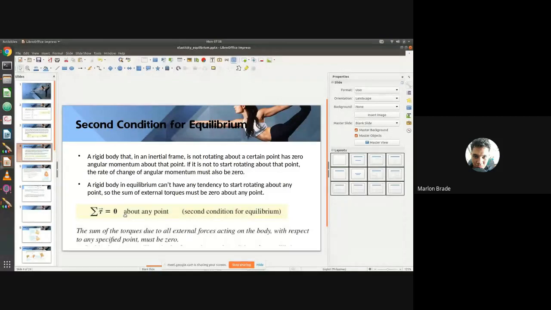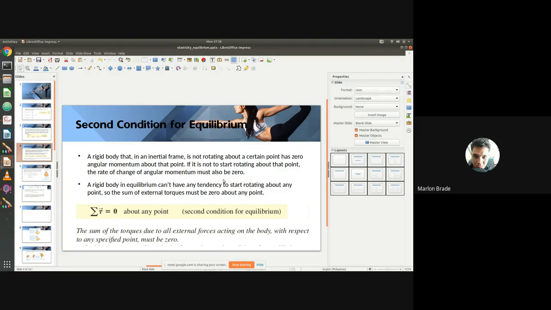That in an inertial frame is not rotating about. So the second condition states that a rigid body in an inertial frame that is not rotating about a certain point has zero angular momentum about that point. Obviously, if a rigid body is not rotating about a point, then the angular momentum about that point is zero. If it is not rotating about that point, the rate of change of angular momentum must also be zero.